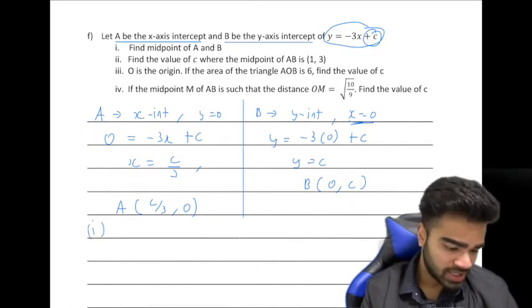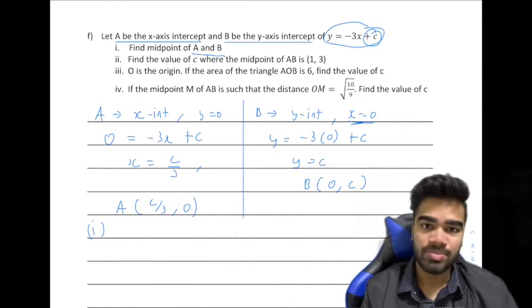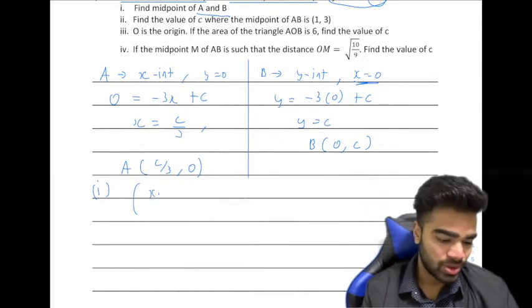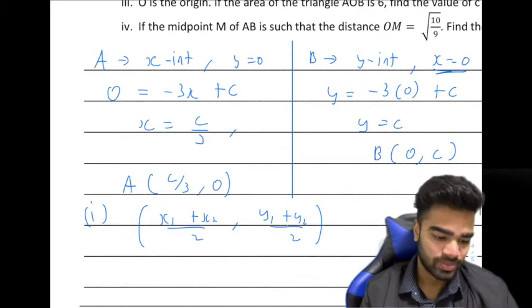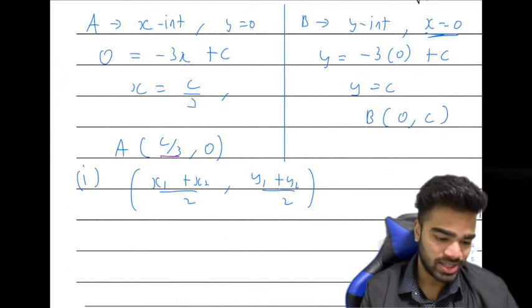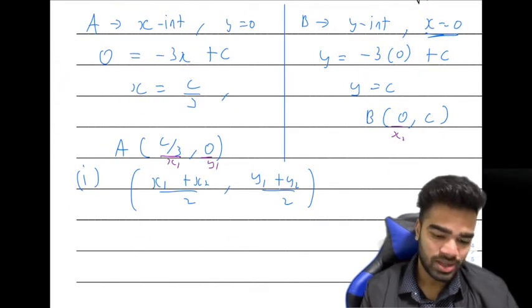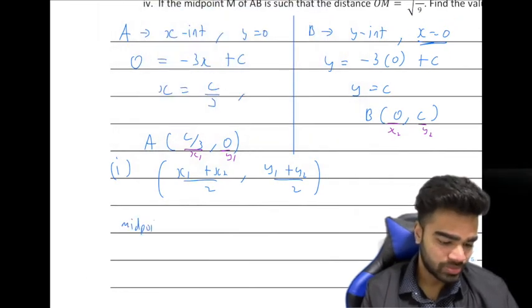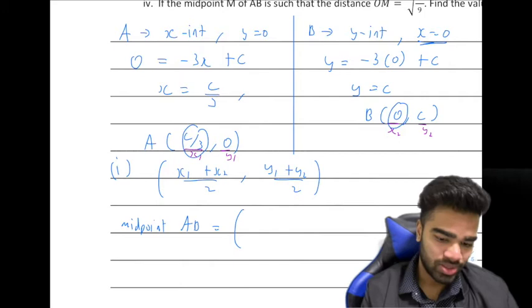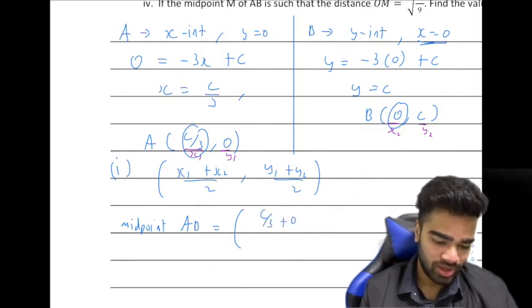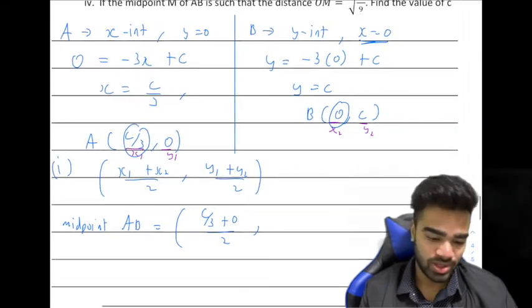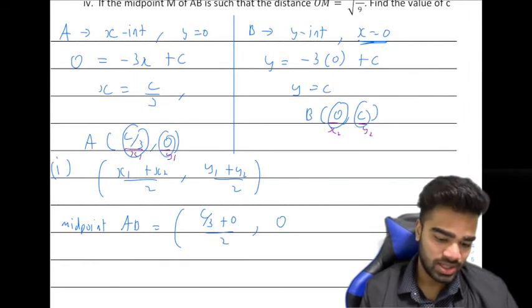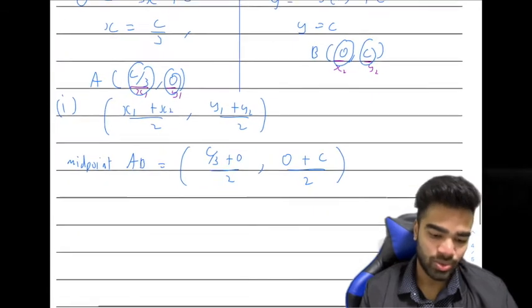So part 1 is asking us to find the midpoint of A and B. Remember the midpoint formula? It was x1 plus x2 over 2, y1 plus y2 over 2. We did this all the way back at the first lesson of this chapter. Remember, this is x1, y1, this is x2, y2. Sub those into the formula and you get the midpoint. So the midpoint of A and B is equal to c on 3 plus 0 divided by 2, so x1 plus x2 divided by 2, and 0 plus c divided by 2, so y1 plus y2 over 2.